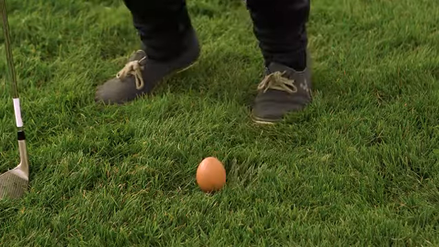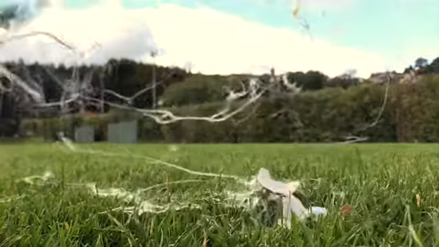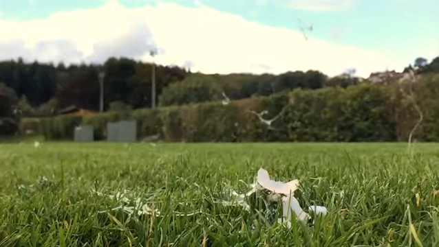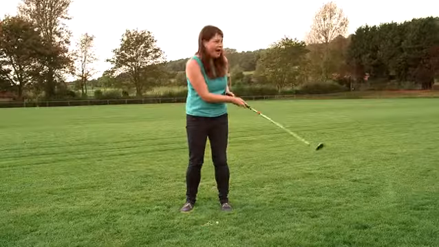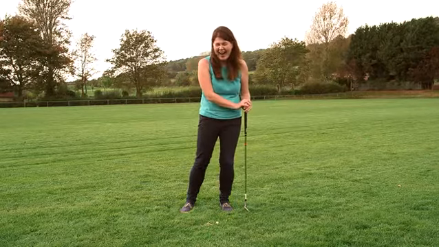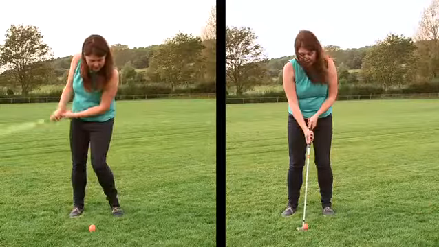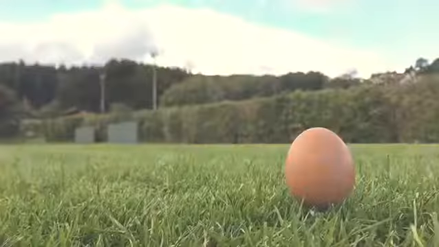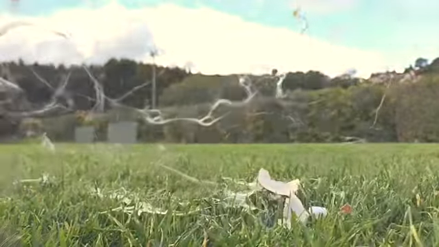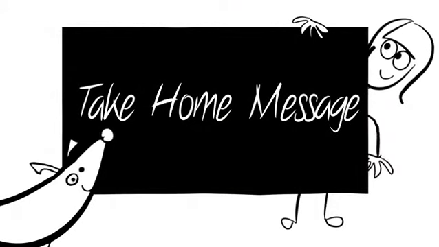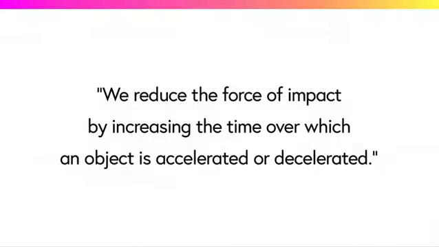Now imagine replacing the golf ball with an egg. Which blow would be most likely to accelerate the egg whilst leaving it intact? Now imagine replacing the golf ball and the club with you in an aeroplane accelerating down the runway. Exactly how would you like to be accelerated to a takeoff speed of 150 miles per hour? Which graph would you like to be applied to you? We reduce the force of impact by increasing the time over which an object is accelerated or decelerated.